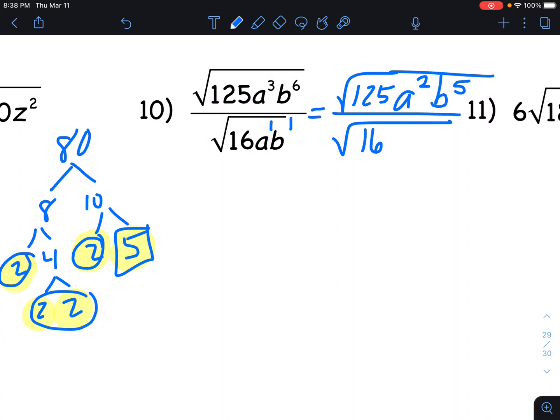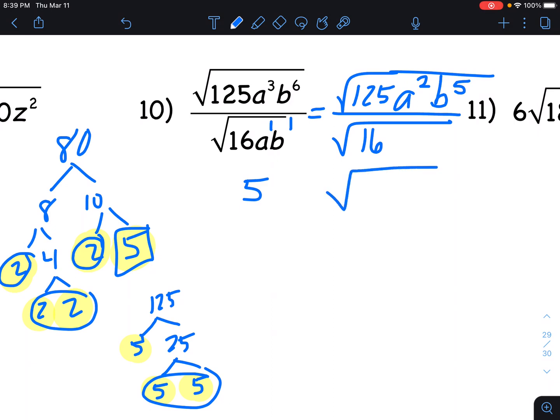Okay, so now let's go ahead and take the square root of each of the numbers. Let me do 125 on the side. That would be 5 and 25. 25 is 5 and 5. So we have 3 of them here. 3 5s, but we only need 2 to come out because it's a square root. So we got a pair. A 5 is going to come out. This 5 gets stuck in.